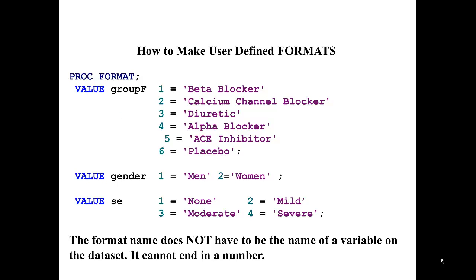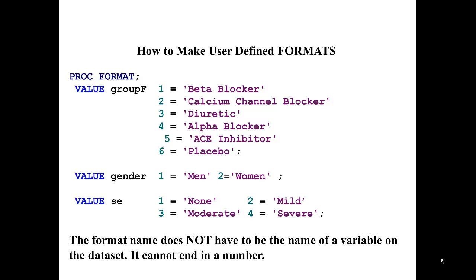So here is how we actually define the formats. I'm creating here 3 different formats, and I do this with a proc format and then value, and I give the format a name. The format name does not have to be the name of a variable on the dataset. It can be a different name that you can then attach to that variable. Also notice, and it's very important, a format name cannot end in a number.